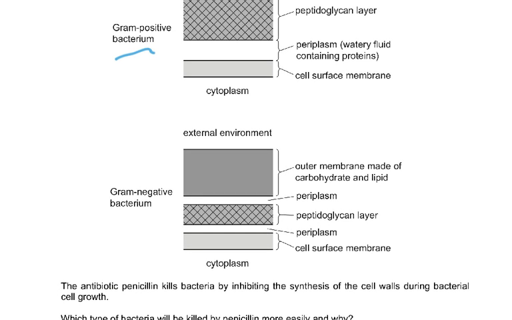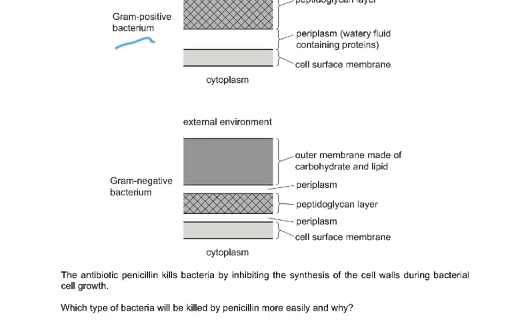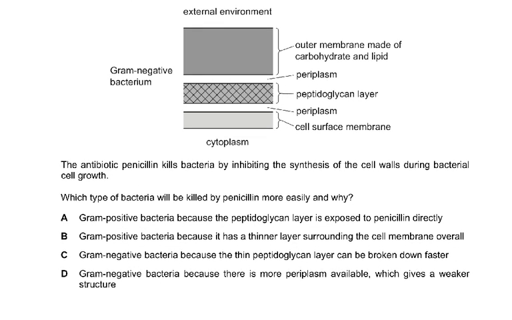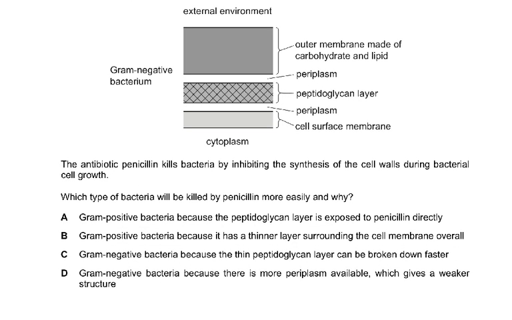Now, the antibiotic penicillin kills bacteria by inhibiting the synthesis of cell walls during bacterial cell growth. Which type of bacteria will be killed by penicillin more easily and why? Basically it was very simple, because the cell wall needs to be destroyed. Here the peptidoglycan layer has another periplasm and an outer membrane around it. So it's really not going to be easy to reach the cell wall. That is why the answer is A.